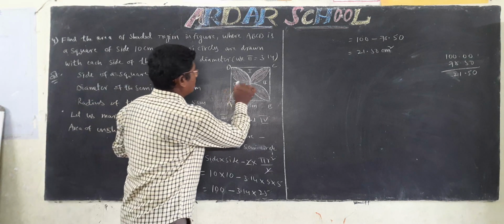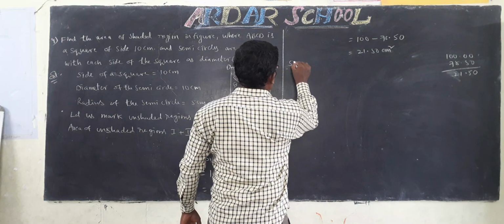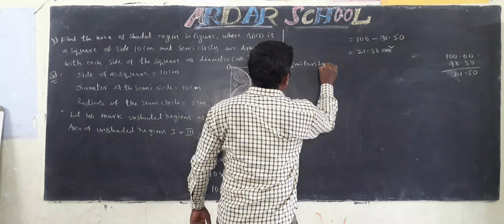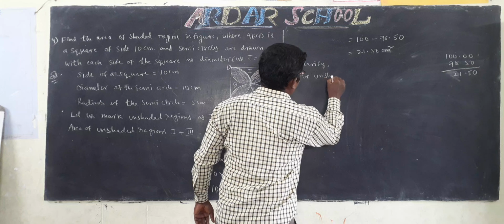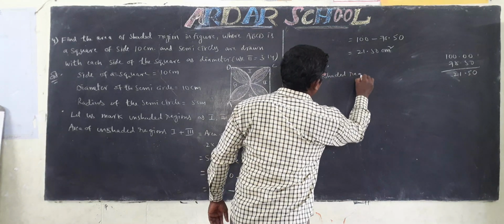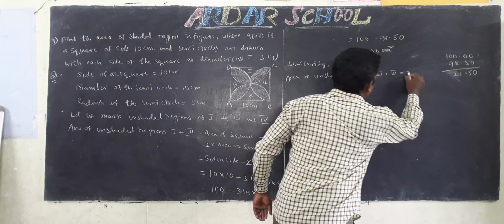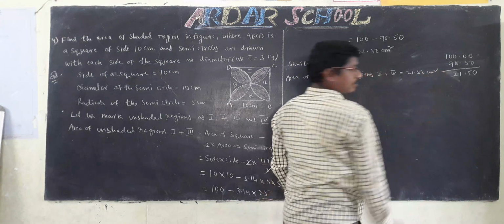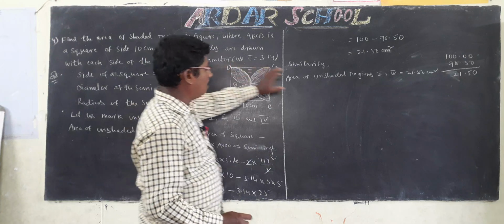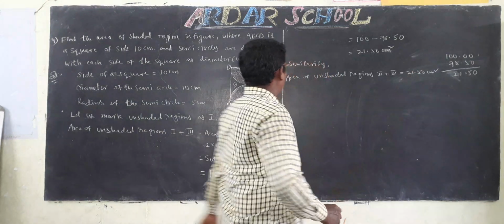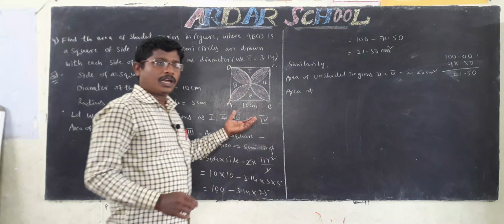Now we have to find 2 and 4. Similarly, the area of unshaded regions 2 plus 4 is also 21.50 centimeter square. Okay, these two areas are equal. The area of unshaded regions 2 and 4 is also 21.50. Next we have to find the area of the shaded region.